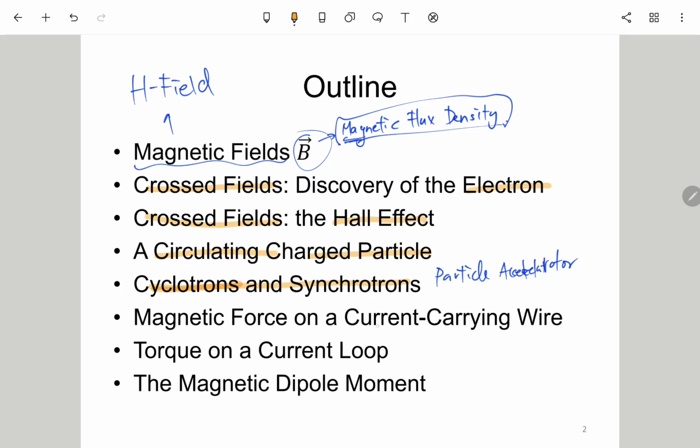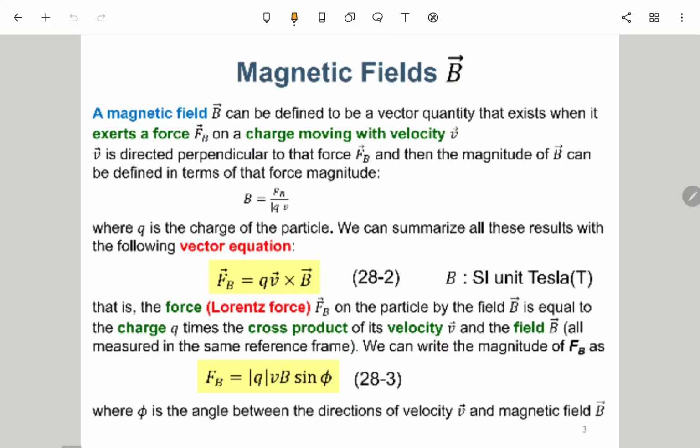Then the magnetic force on a current wire, then the torque on a current loop, and finally the magnetic dipole moment. We have learned the electric dipole moment before, so here we also have the magnetic dipole moment. So first, the B field.